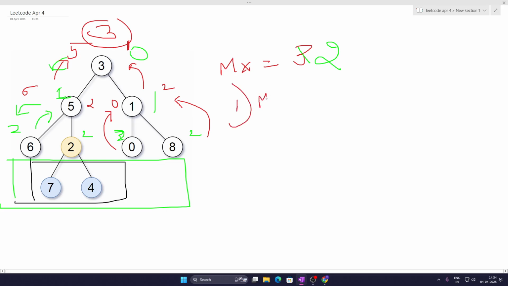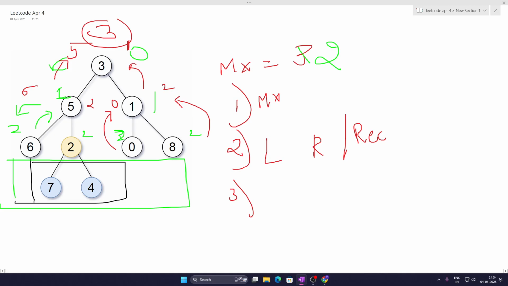What we are doing? First we will check the maximum depth, and we will check its left subpart and the right subpart as well. Recursively we will check its left subpart. This is recursion, and we will check from any value. If the left subpart is null, then we will return the right subpart.